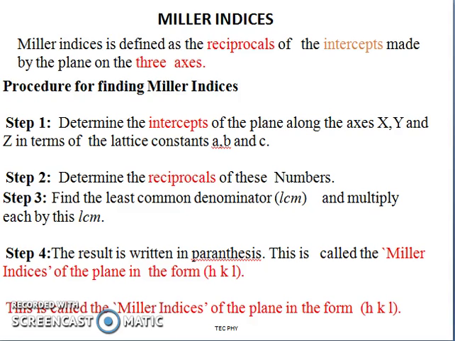Procedure for finding Miller indices. Step 1. Determine the intercepts of the plane along the axes x, y and z in terms of the lattice constants a, b and c. Step 2. Determine the reciprocals of these numbers. Step 3. Find the least common denominator, the LCM, and multiply each by this LCM. Step 4. The result is written in parentheses. This is called the Miller indices of the plane, in the form (hkl).